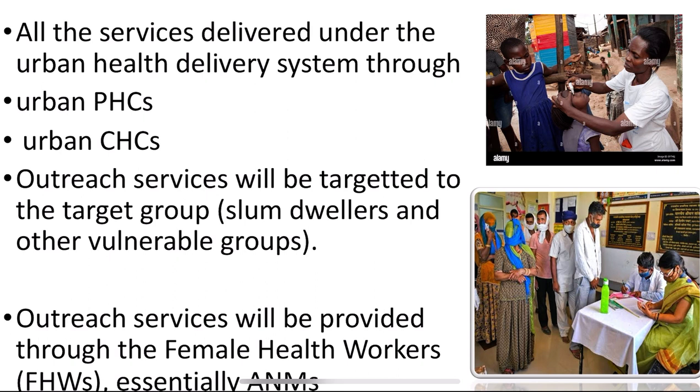Now we move on to the services which are delivered under the urban health delivery system. It is through the urban PHCs and urban CHCs, urban primary healthcare centers and urban community healthcare centers. So we know the community healthcare centers will be at the district level, where all the services are provided. The outreach services will be targeted to the target group. Again, the services at the PHCs and CHCs mainly target the slum dwellers and the vulnerable sections.